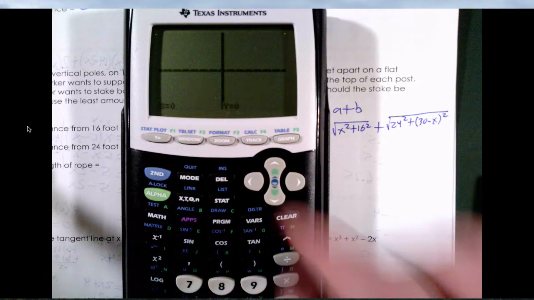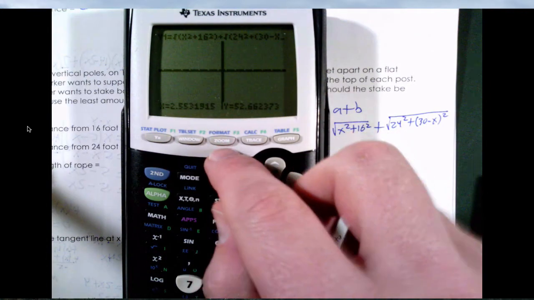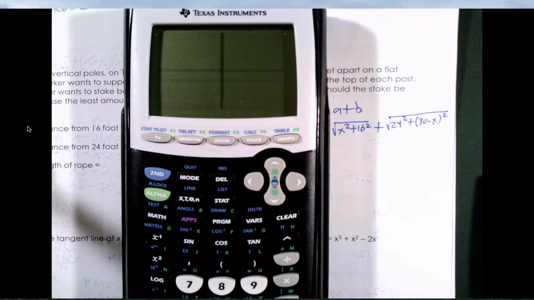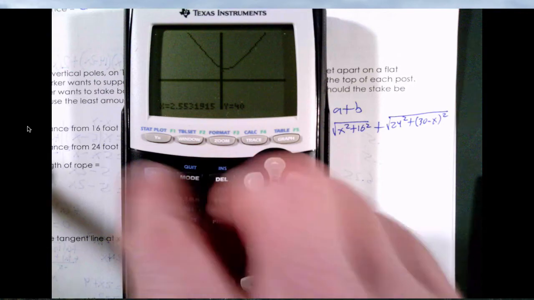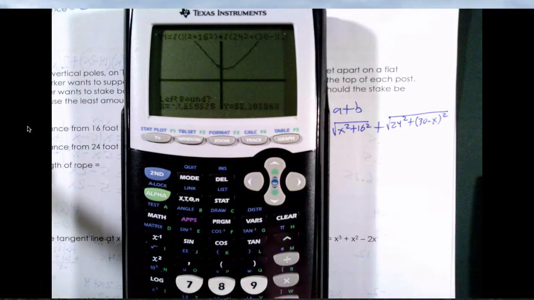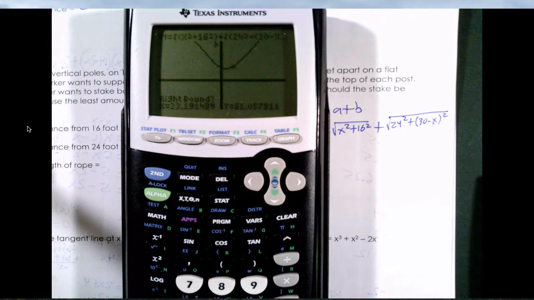All right, still not seeing anything. See how far up there. Oh, it looks like I'm just off. Zoom out one more time. So zoom out, enter. Not bad. Okay, so there I can actually see a picture of it. Again, I'm going to find the minimum. Enter, enter.